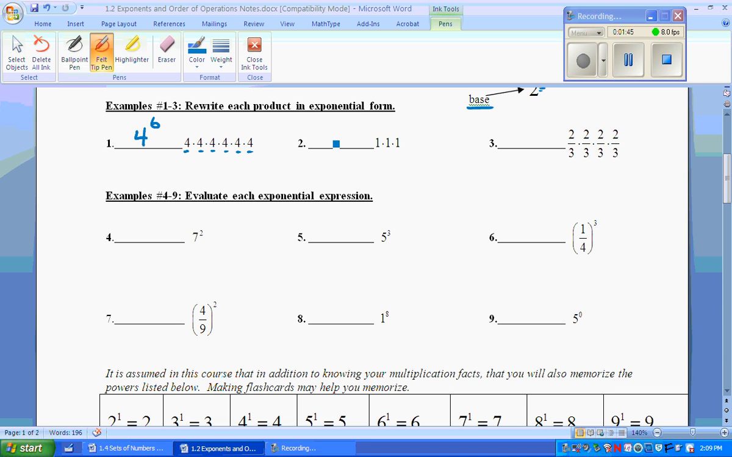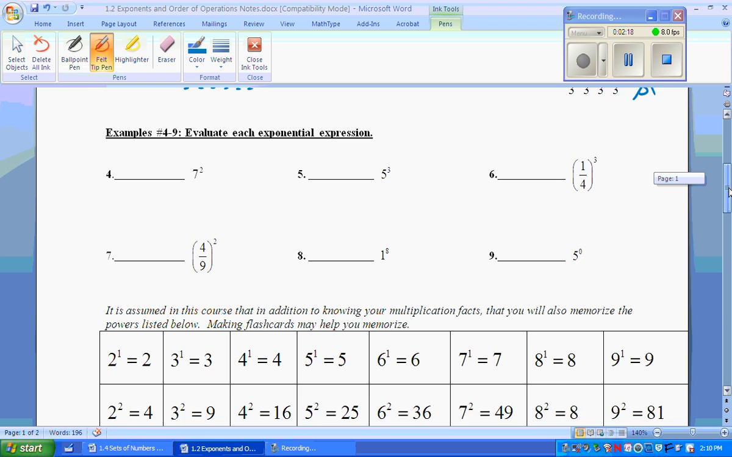Number 2, base is 1. How many 1s do you have? 3. In number 3, the base is 2/3, and you have 4 of them. You can't just put the 4 up here, because then it's not on the 3 also. So you have to put parentheses around it and say that's to the 4th power. Incorrectly, if you did this, then it's only on the 2. So this is not what you want to do. Make sure you put parentheses around it. That's how you rewrite each product in exponential form.